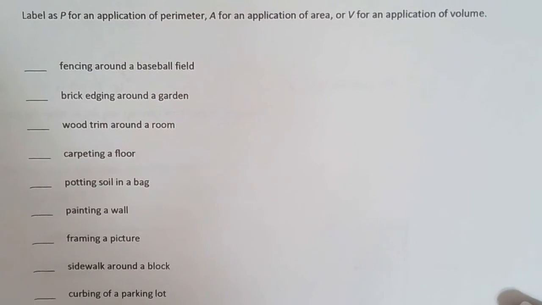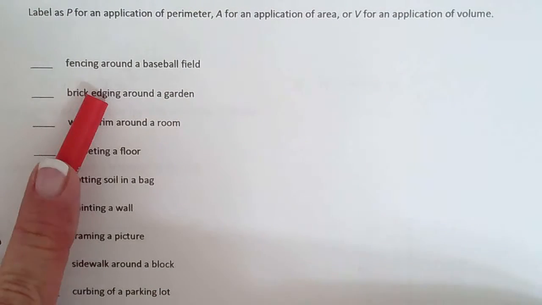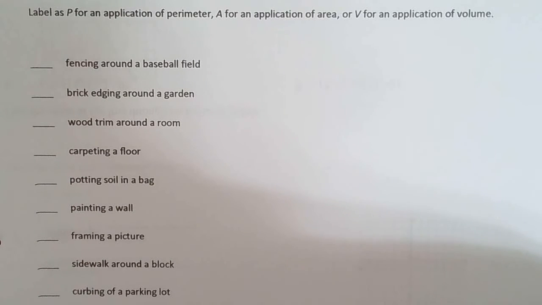So we're supposed to put a P for perimeter, A for area, V for volume. So fencing around a baseball field. Would that be perimeter, area, or volume?